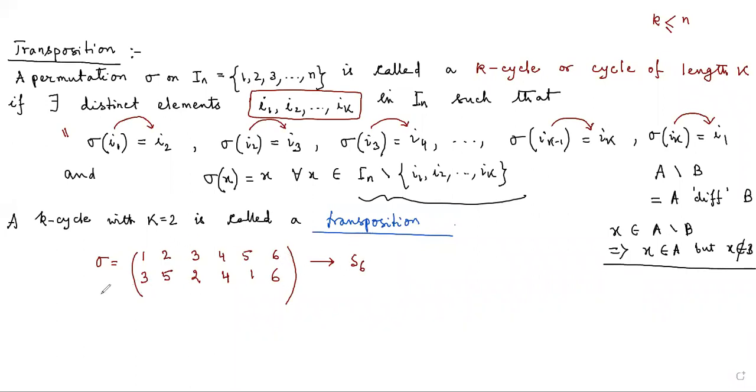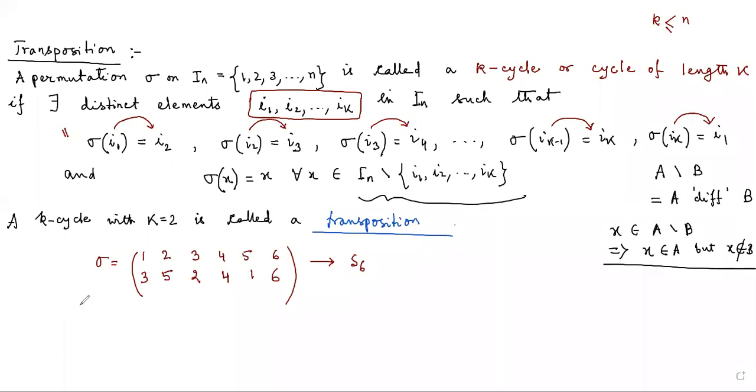Suppose you do not say that this permutation belongs to S6. You do not say anything like that. Then I can consider this permutation to be a member of S7 also. You will understand why I am saying so once we know the cycle. So this declaration that the permutation I am considering belongs to the permutation group S6, this context is very important.